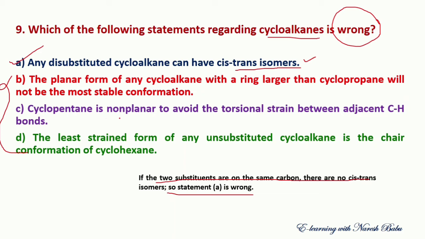And cyclopentane is non-planar to avoid the torsional strain between the adjacent C-H bonds. So that's why it is not planar. It is a non-planar cyclopentane. And the least strained form of the unsubstituted cycloalkane is the chair conformation of cyclohexane. So A is the answer.